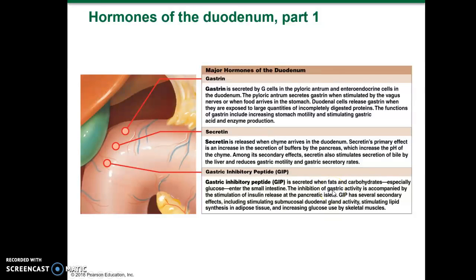And gastric inhibitory peptide is secreted when fats and carbohydrates, especially glucose, enter the small intestine. The inhibition of gastric activity is accompanied by the stimulation of insulin release at the pancreatic islets. The gastric inhibitory peptide has several secondary effects, including stimulating submucosal duodenal gland activity, stimulating lipid synthesis in adipose tissue, and increasing glucose use by your skeletal muscles.